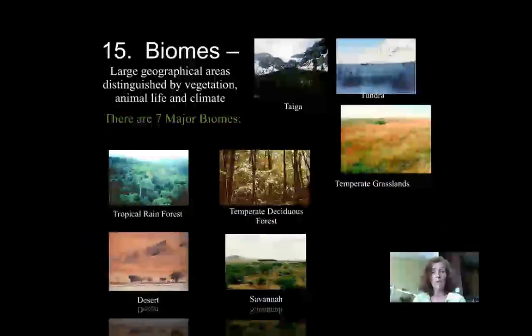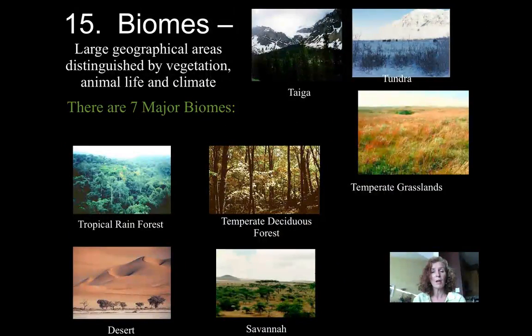The next, if we were to zoom in from there, we have the biomes, and this is only on the land at this point. We're talking about large geographical areas, and they are distinguished by vegetation, animal life, and climate.